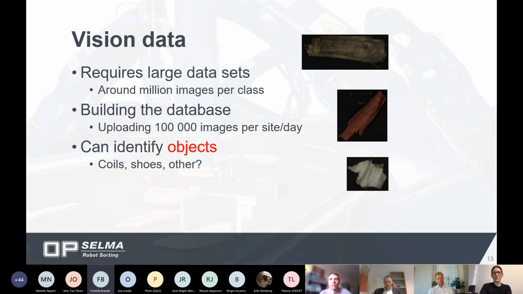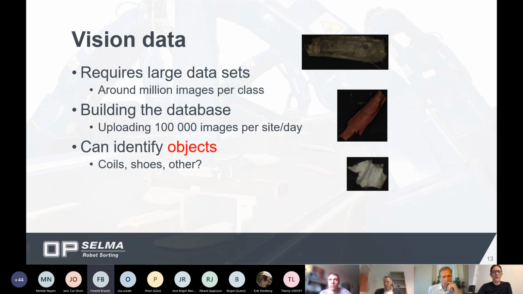But with vision data, you can also identify what we call objects, which is not materials, but could be shoes, specialized coils, or any other object that we want to be able to recycle. So it's not only material recycling, it can also be objects, which could be very interesting from a CO2 perspective.